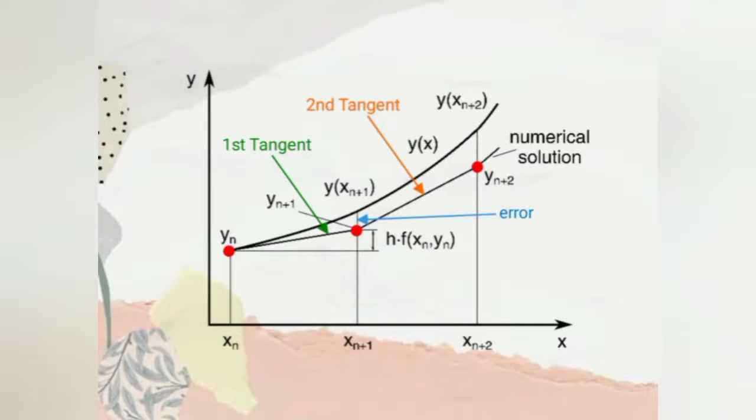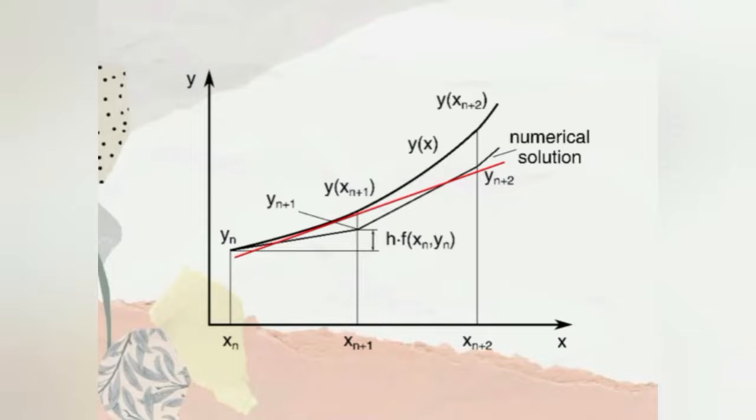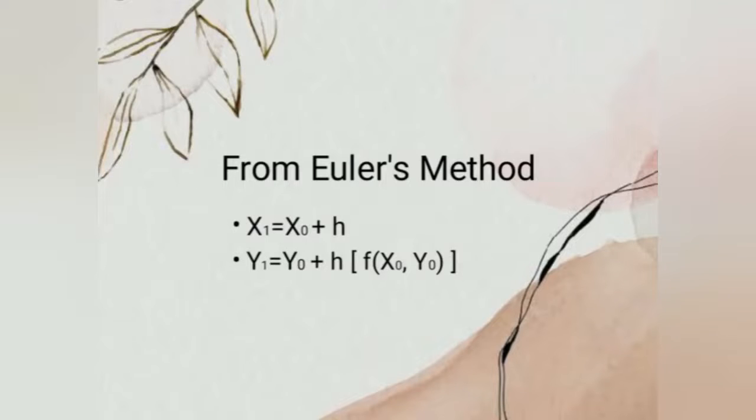So in modified Euler's method, we tend to reduce the error by taking the average of two tangents. So this is the average. As you can see, this line over here, the average of the two tangents, reduces the error. So as you can see, there's a very small error right there.